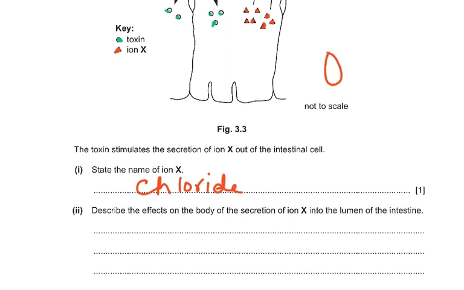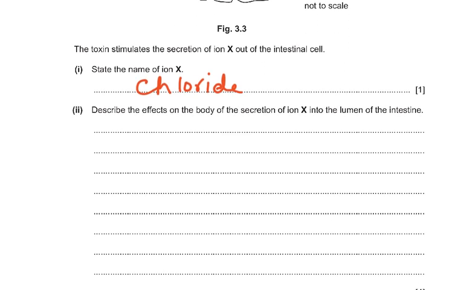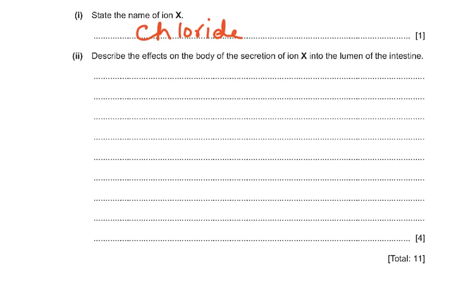So chloride ions. Then it says describe the effects on the body of the secretion of ion X into the lumen of the intestine. This is the lumen of the intestine. So if a lot of chloride ions are going to enter the lumen of the intestine, that's not a very good thing. And that's 4 marks. So: loss of water by osmosis down the water potential gradient. There are too many chloride ions in the lumen of the intestine, so that's going to cause the water to move out.